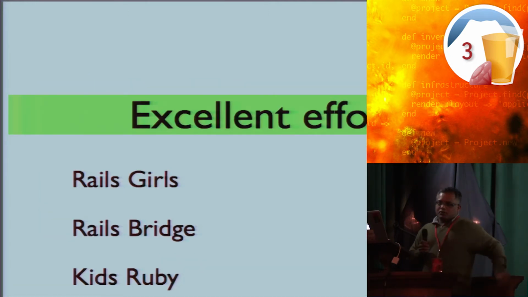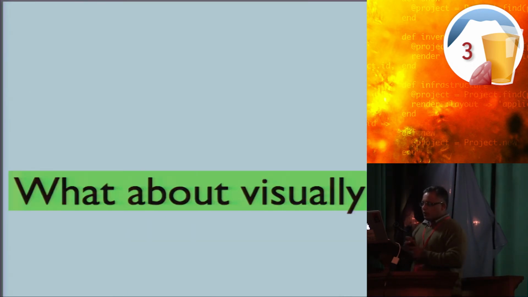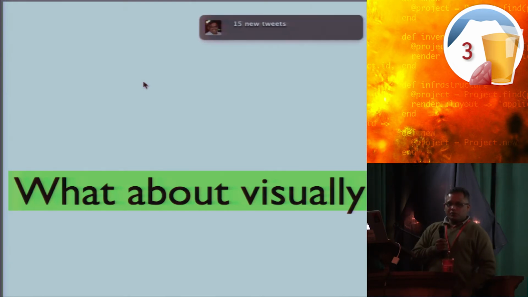There are social responsibilities for Rubyists. So we are into Ruby Girls, Girls Bridge, and Kids Ruby. Along with that, visually impaired people don't want to be treated differently. They want to be one of us, no sympathy.